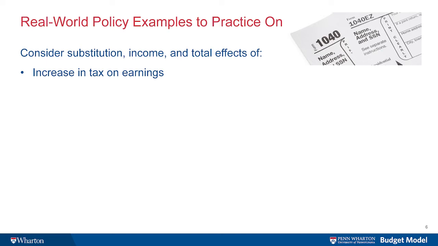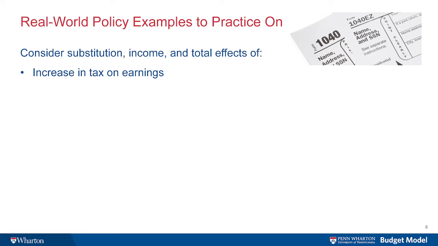If you reduce net of tax wages because you're raising the tax on earnings, then the implicit price of leisure has gone down. It creates a substitution effect that encourages people to take more leisure, which has become relatively cheaper, and reduce labor supply, reduce hours worked. So the substitution effect is that people should want to work less.